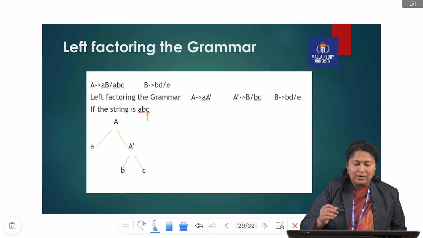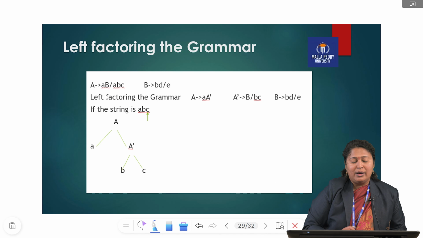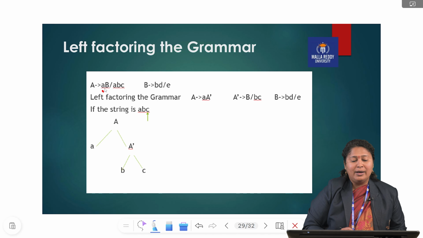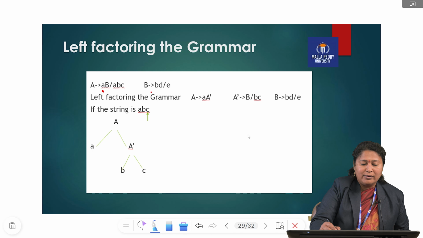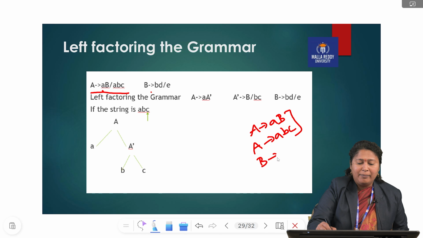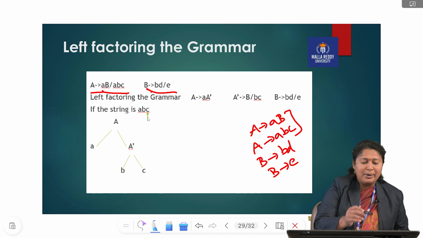That care we should take. For example, A tends to AB, A tends to ABC, and B tends to BD, B tends to E. So that is four productions I have. Combinedly I have written A tends to AB, A tends to ABC, and B tends to BD, B tends to E. The input string given is ABC.